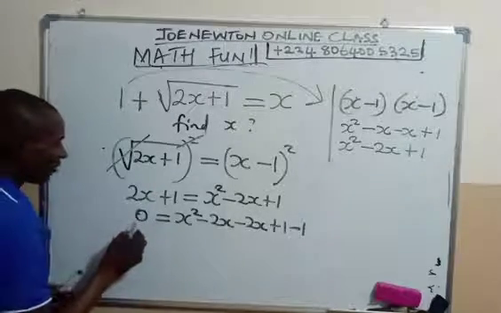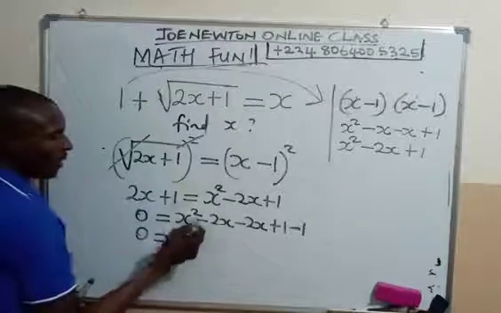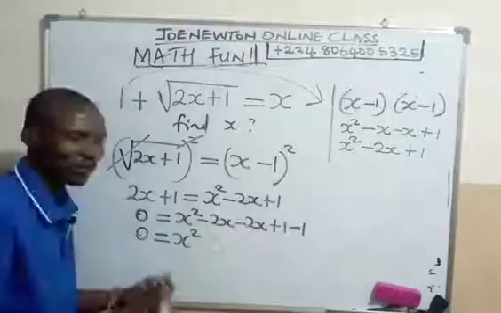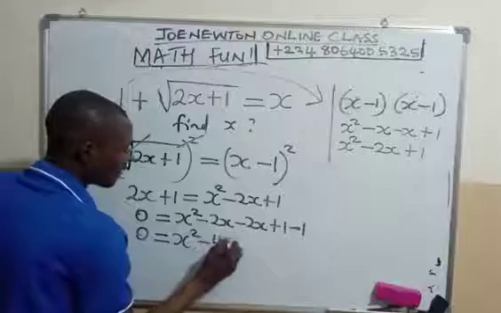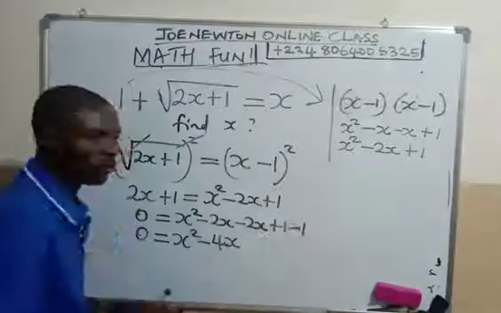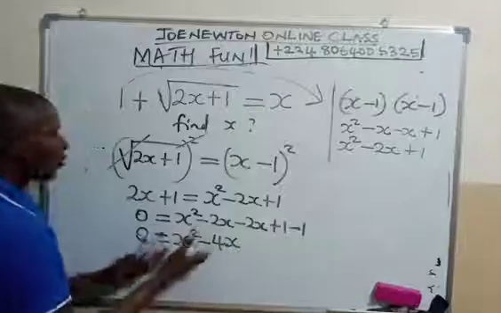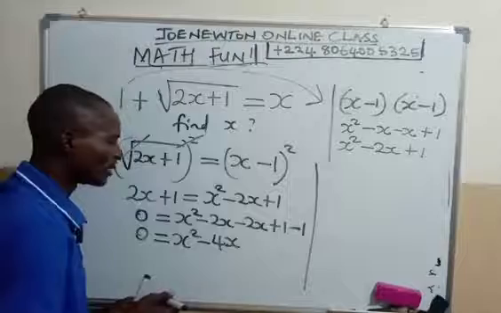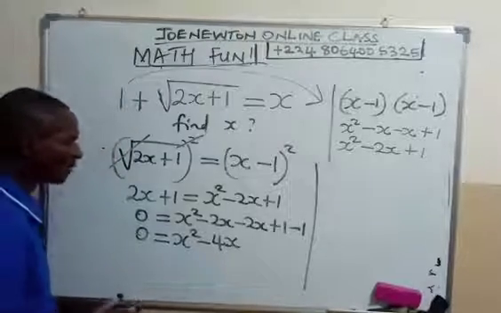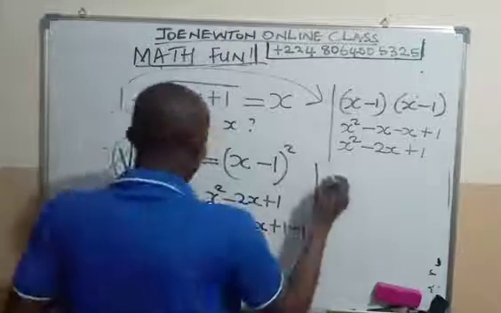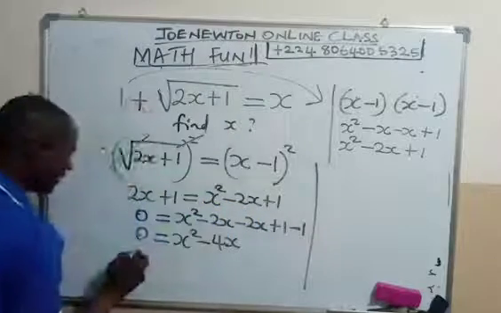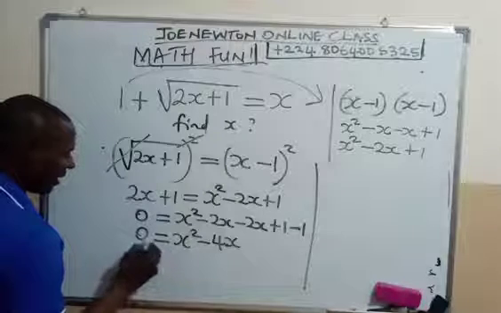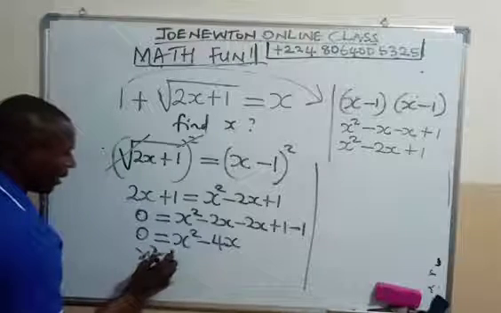So here we have that 0 is equal to x squared minus 2x minus 2x. We have minus 4x. Plus 1 minus 1 is what? 0. So this is what we are left with. Then quickly we finish it up here. This is quadratic in nature, as we can see it there. Having this, we simply do this. That implies that we have x squared.